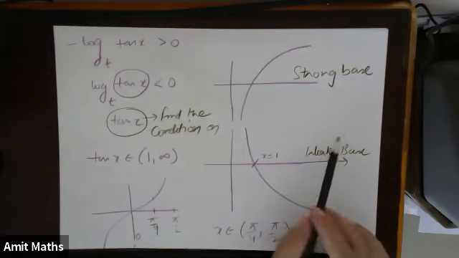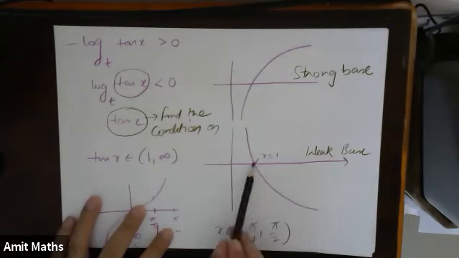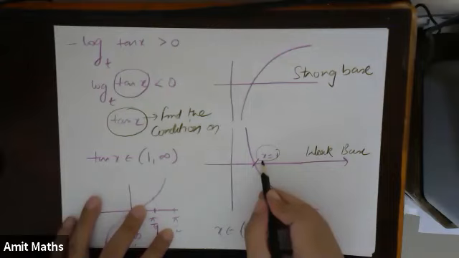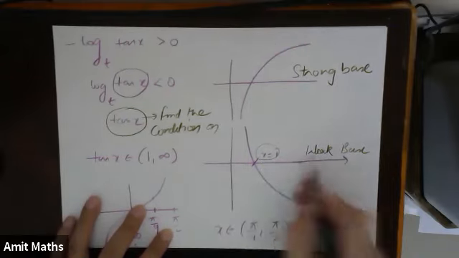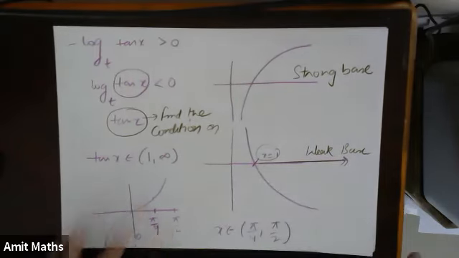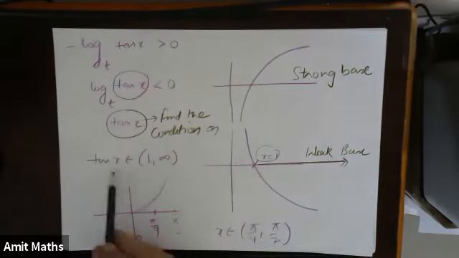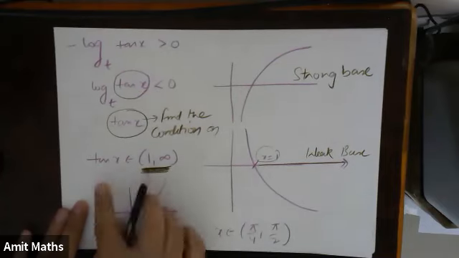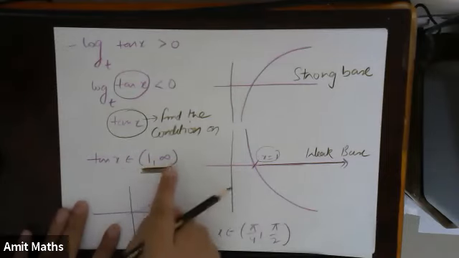Now log with weak base is generally negative for x greater than 1, that is, less than 0 from x equals 1 until infinity. As x reaches infinity, they will keep on becoming negative, negative, negative. And that is what we have to find. This whole part has to be negative. So tan of x has to belong to this domain, from 1 till infinity.